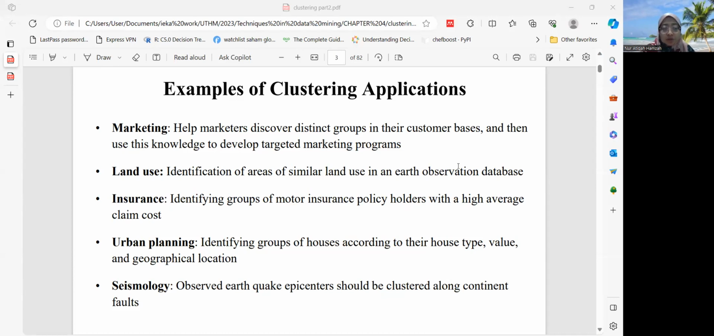So as you know, clustering is a process of grouping our data based on similarity. Examples of clustering applications include marketing, land use, insurance, urban planning, and seismology. For marketing, clustering can help marketers discover distinct groups in their customer bases and then use this knowledge to develop targeted marketing programs. For land use, to identify areas of similar land use in an Earth observation database. For insurance, we can identify groups of motor insurance policyholders with a high average claim cost.